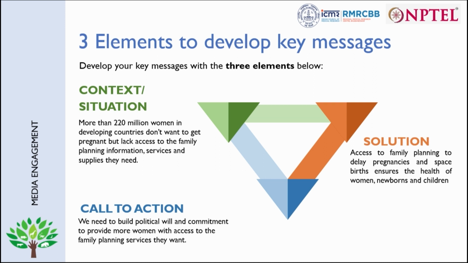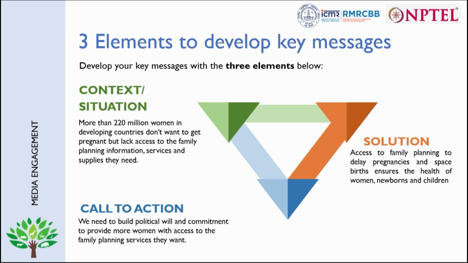Second, call for action. We need to build political will and commitment to provide more women with access to the family planning services they want. So this is the action. Then solution: you have to provide the solution. Access to family planning to delay pregnancies and space births ensures the health of women, newborns and children. So you have a context and situation, then the action, then the solution. This is the triangle, and this is how you can frame your key messages.